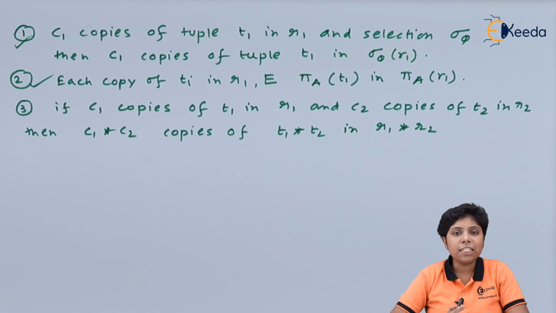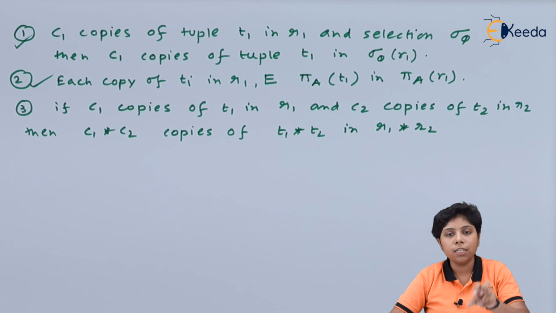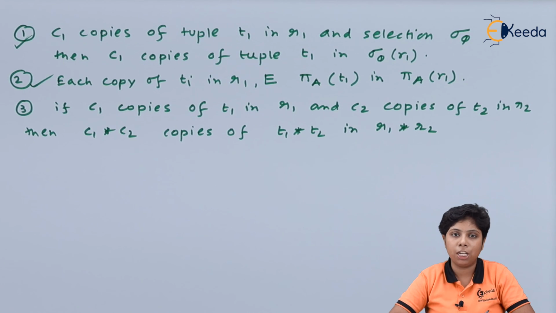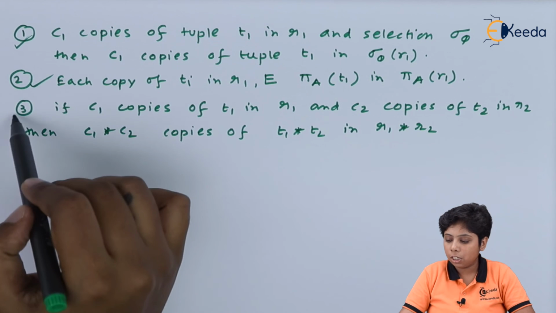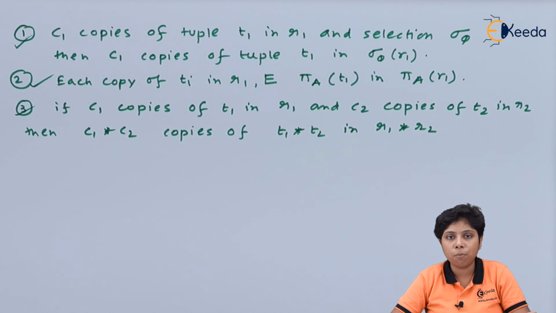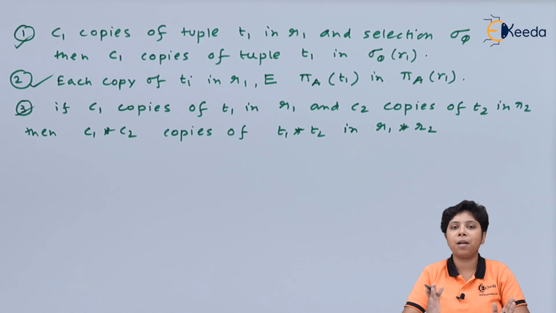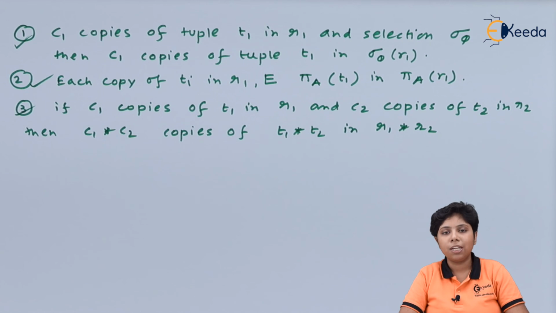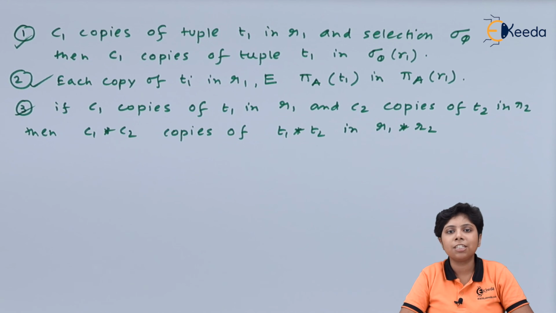The second one is: for each copy of T1 in R1, there exists a T1 that belongs to the projection of the R1 relation. And the third one is: if there are two relations and two tuples with two numbers of copies C1 and C2, then there will be exactly C1 multiplied by C2 copies of tuple T1 multiplied by T2 in the relation R1 multiplied by R2. All of this is considered a Cartesian product. Now we will see an example to solve the third issue.